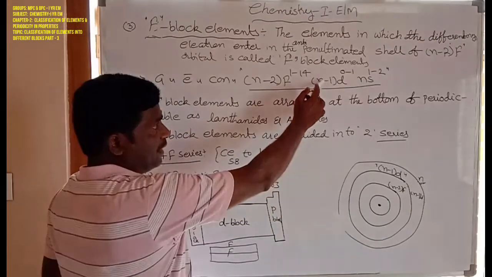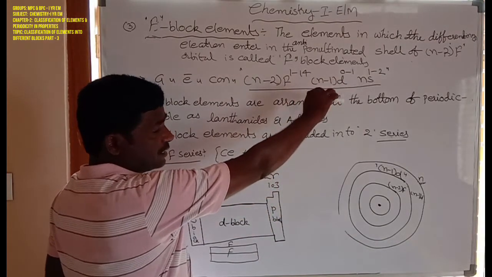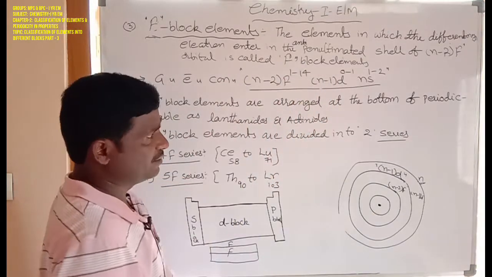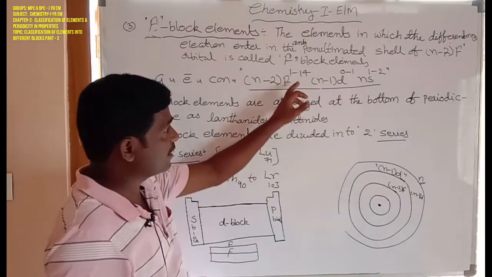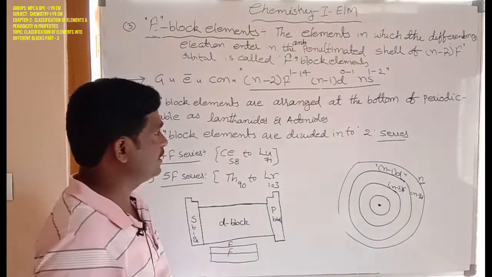Next, the (n-1) d orbital consists of 0 to 1 electron only. The ns orbital consists of only 2 electrons. That is the general electron configuration of the F block elements.